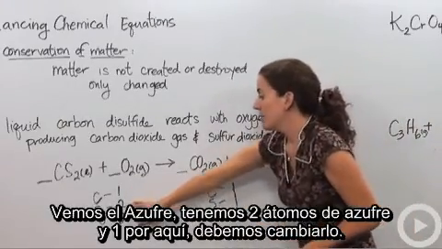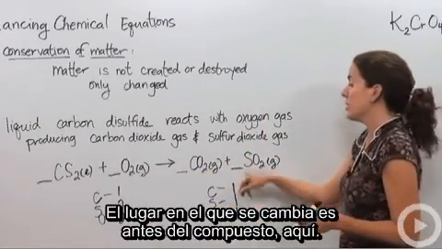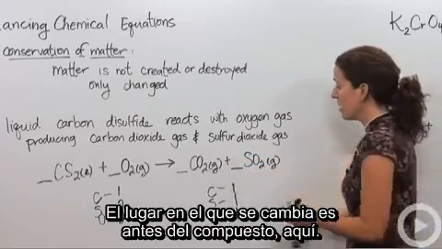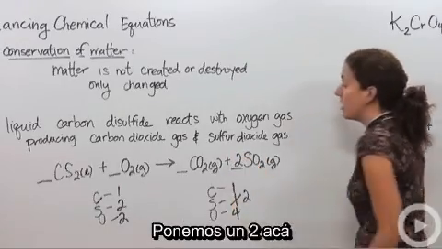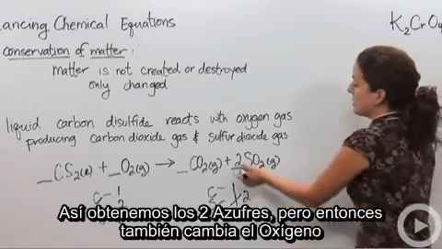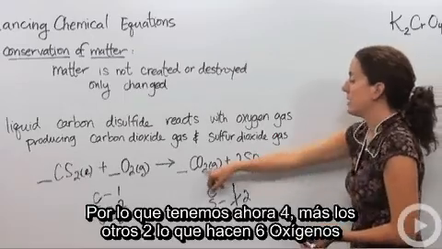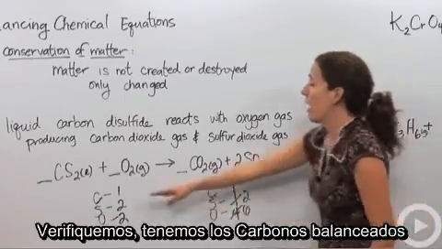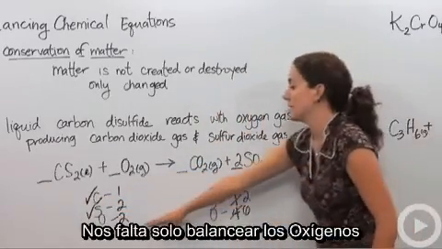Looking at sulfur, we have 2 sulfur atoms, and we have 1 sulfur atom over here, so we have to change that. The place we change it is before the compound, right here. I have 2 on that side, I want to make 2 on this side, so I'm going to put a 2 here. That tells me I produced 2 sulfur dioxide particles. So 2 sulfurs, but then I also changed the oxygen. So we have 4 now, plus that other 2, which is 6. Now our carbons are balanced. Check. Our sulfurs are balanced. Check.